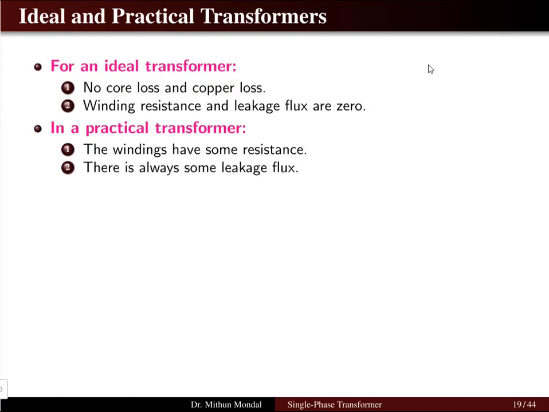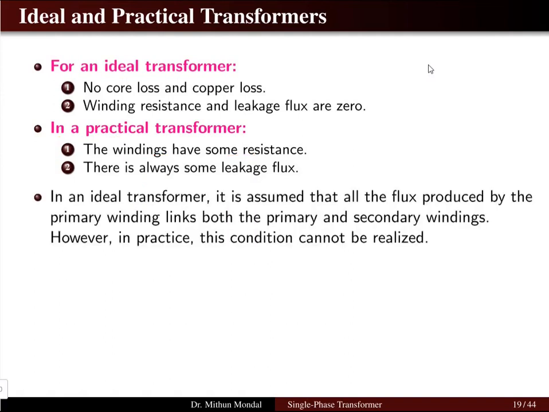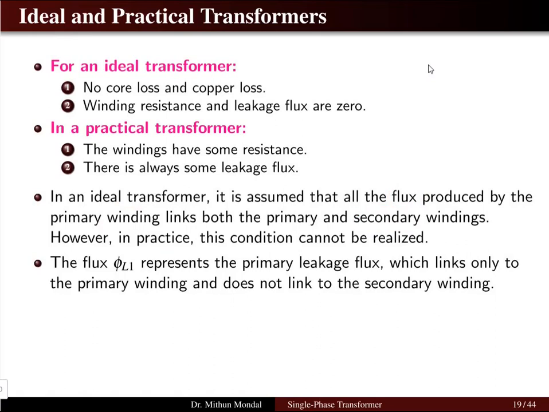Whereas if we take the losses into account, then we get the practical transformer. So winding will have some resistances and there will be some leakage flux also present in the core of the transformer. So in the ideal transformer, it is assumed that all the flux which is produced by the primary winding is linking the secondary winding. However, in practice, this cannot be realized. So only in case of ideal transformer, you will not be having the leakage flux, which is just an assumption.